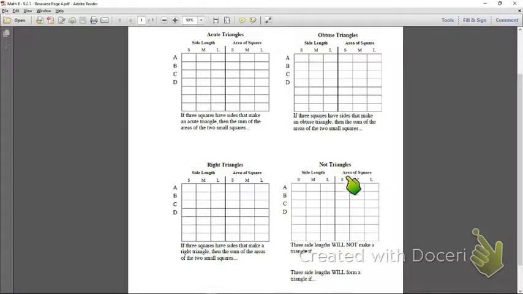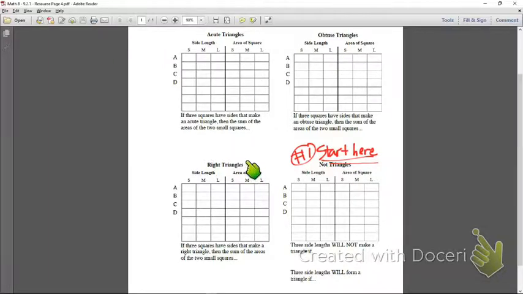So for a not triangle, we're going to start here. I'm going to write a little note. Not triangles. Number 1, start here. First, you have to determine if you have a triangle or not. If you don't have a triangle, then there's no point in figuring out if you have an obtuse, acute, or a right. Am I making sense?